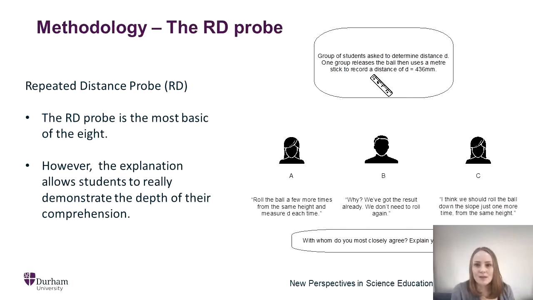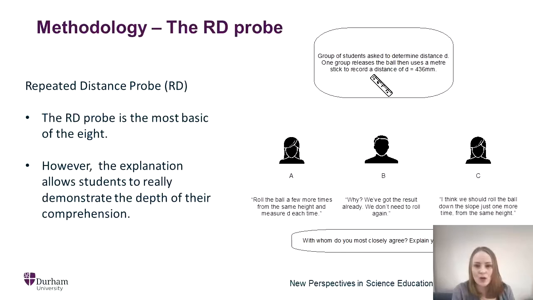So of the 7 numerical questions we asked, the repeated measurement probe, RD, the repeated distance probe, is actually one of the most interesting. It's one of the most basic, but it spans quite a wide range of potential answers and complexity. So the question was this. We had a group of students measure the distance D to be 436 millimetres, and then there were 3 student statements, and the students were asked to identify which one they agreed with the most.